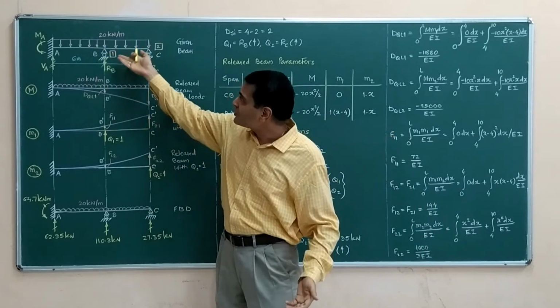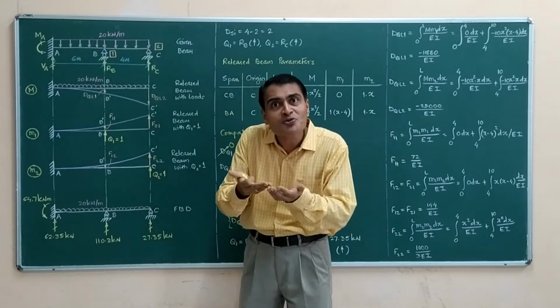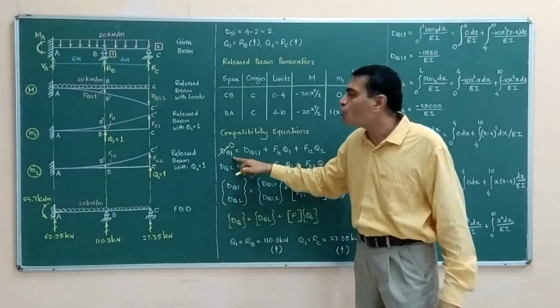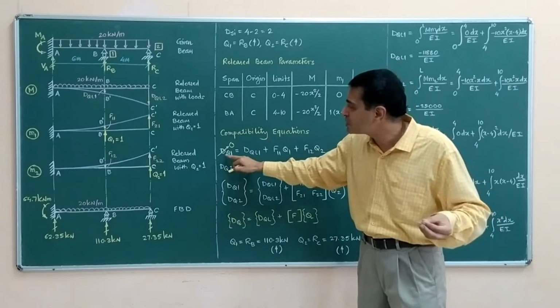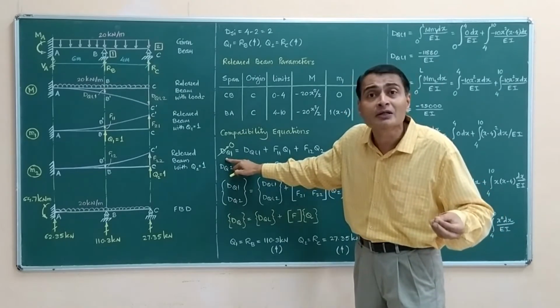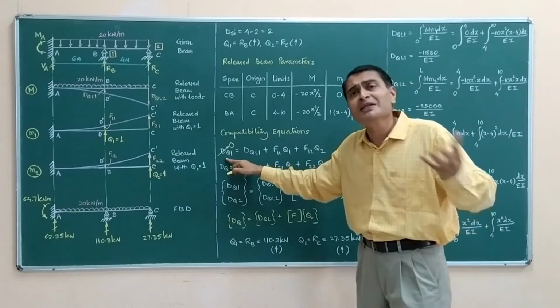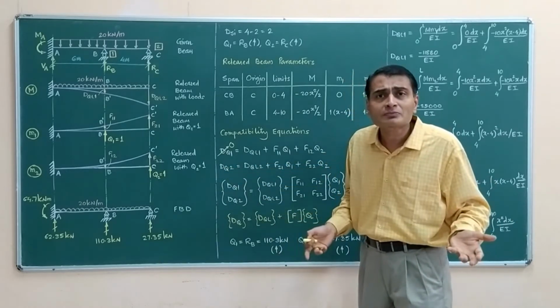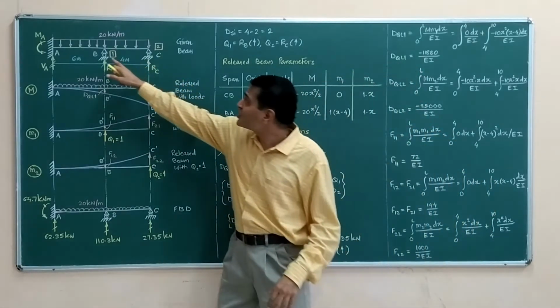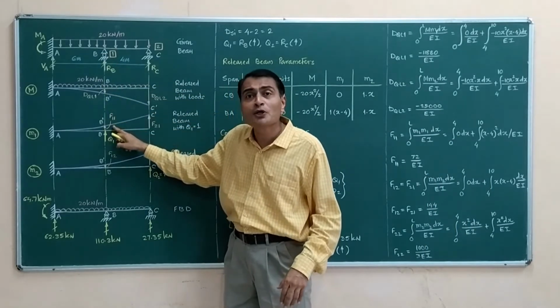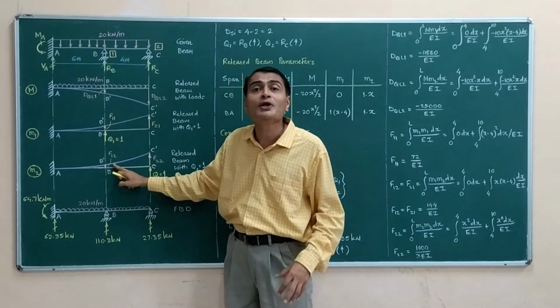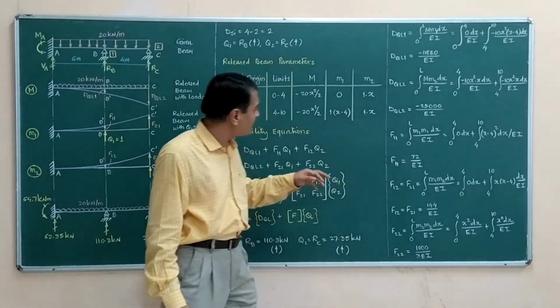Fine. If the same problem comes with sinking of support, I will have a non-zero term here. The support is sinking by 2 mm, so I will be substituting negative 2 here. Sinking down, that's why negative, nothing else. Coming back to this: deflection is equal to this deflection plus F11 into Q1 plus F12 into Q2. That is what I have written.